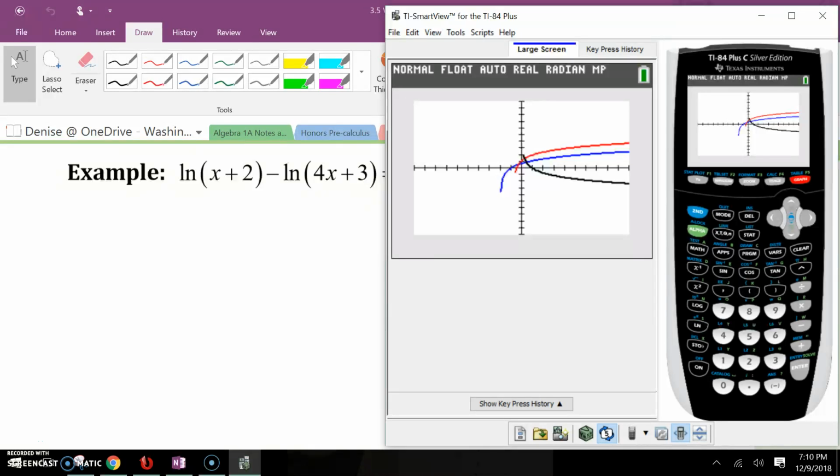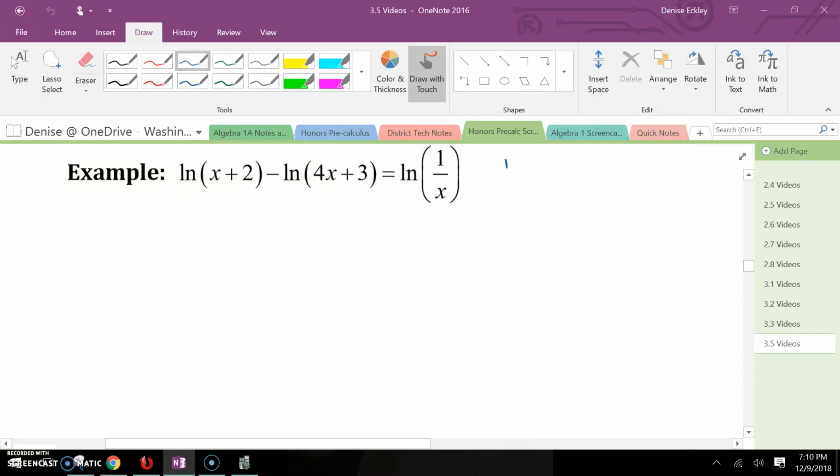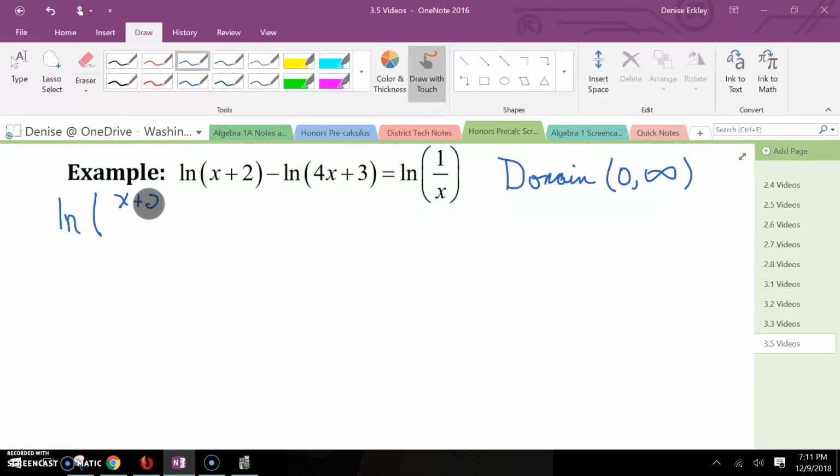So using the most restrictive domain, I know that my domain is going to be from 0 to infinity, so that any x value will work in all three of those logarithm expressions. So now I can use whatever property of logarithms that won't change that domain and solve for x. So I'm going to use my quotient property and put together the two logarithms that are on the left side of the equation. So I get the natural log of x plus 2 divided by 4x plus 3, and that's going to equal the natural log of 1 over x.